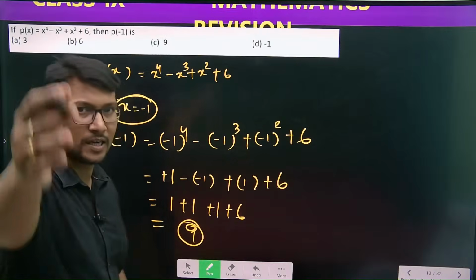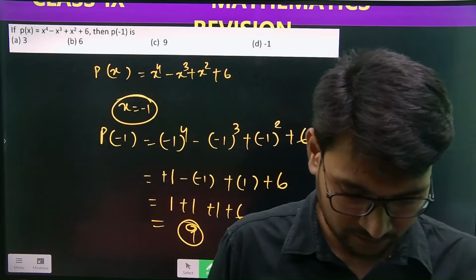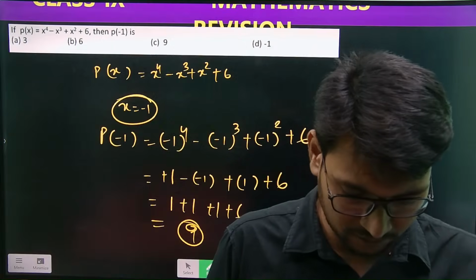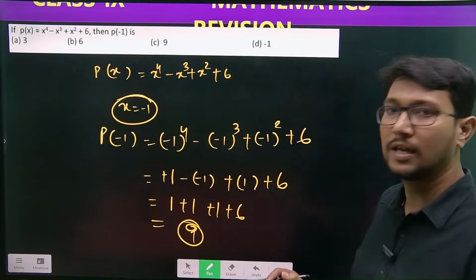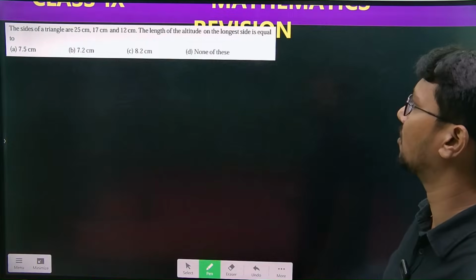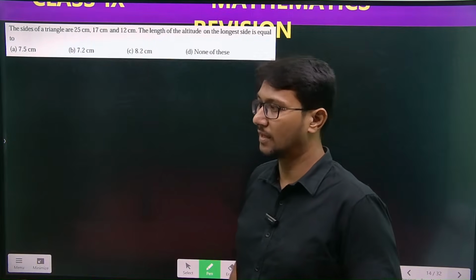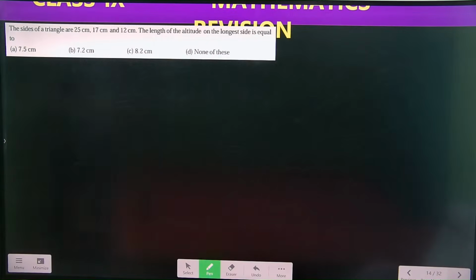9. Very good. Those who have given answer, right? That means you are solving. Okay बच्चों, very good. And next question is in front of your screen. चलो solve करो and tell me the answer. आंसर दे दो फटाफट. Okay, solve करो. Solve this फटाफट बच्चों.